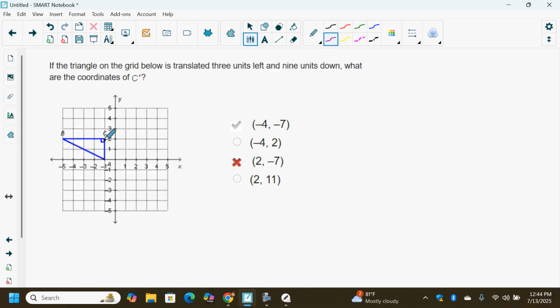We go 3 units left, 1, 2, 3, and 9 units down, 1, 2, 3, 4, 5, 6, 7, 8, 9. This would have gone 2 more down, so it would now be at negative 7. So the coordinates would have been negative 4, because this is negative 4, we ended up here, negative 7. I think what happened is that you went down the correct number, but you went right instead of left.